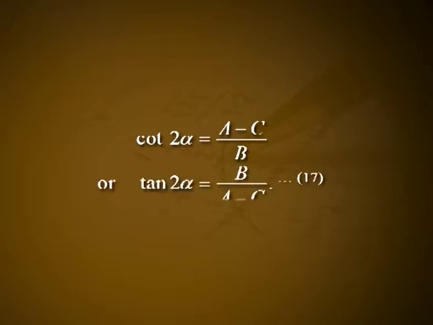In practice, this means determining alpha from one of the two equations, cot 2 alpha is equal to (a minus c) by b, or tan 2 alpha is equal to b by (a minus c). Equation number 17. Example 5.